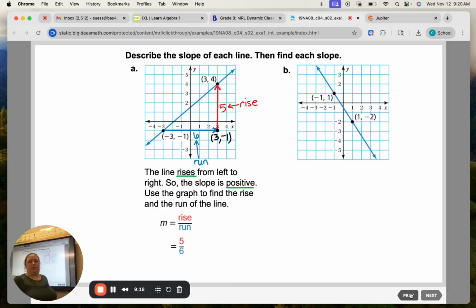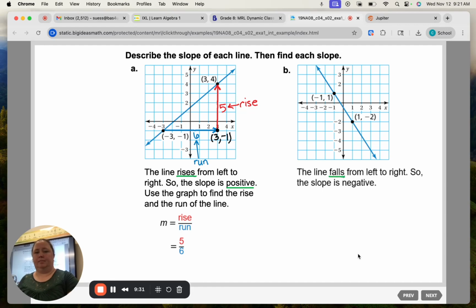Okay, so let's look at the second one, B. Is this slope falling from left to right or rising? Falling. So what kind of slope is it? It is a negative slope. Okay, so now we're going to set this one up. You could count it, but I want you guys to get used to doing this part. All right, so we're going to assign these as x1, y1 and x2, y2.